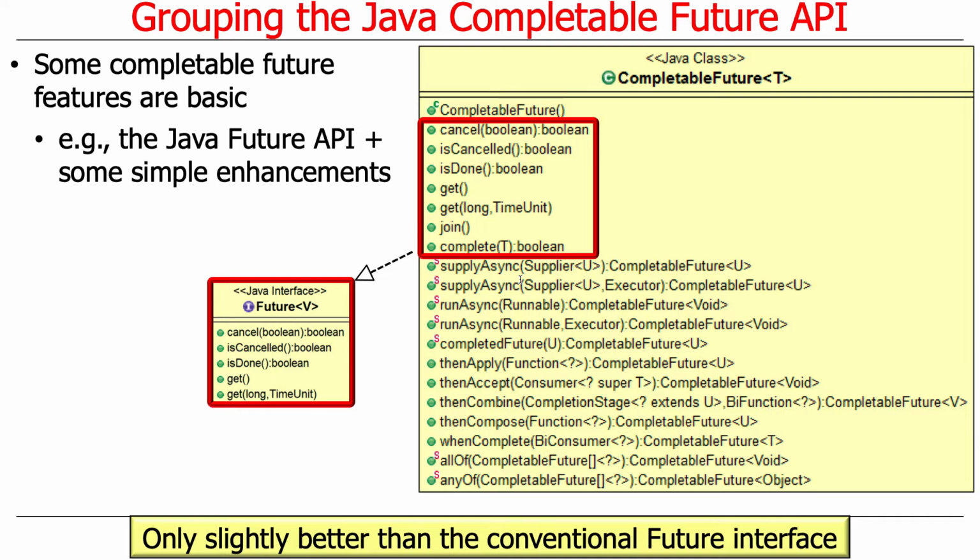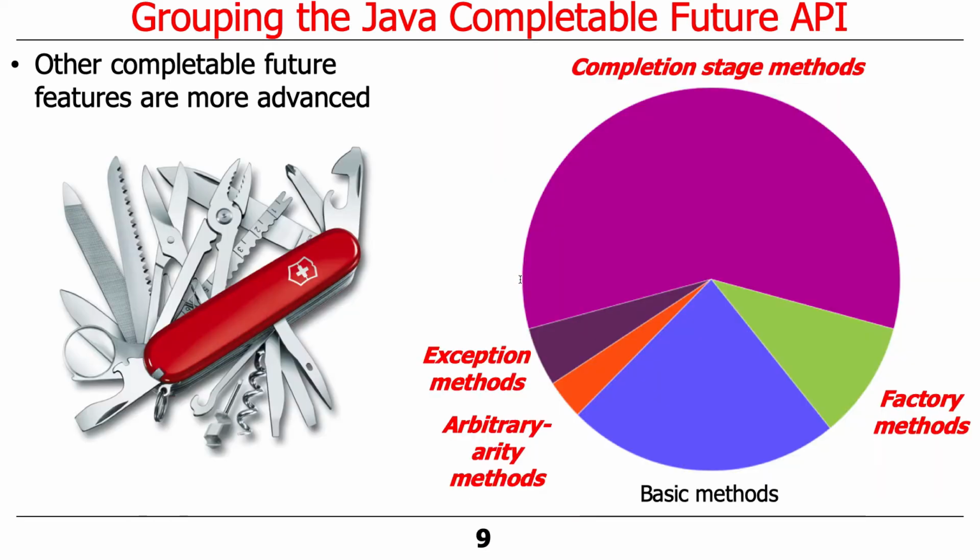And then it also adds a couple of other real simple things like join and complete, which are things that probably should have been on Future back in the day, but they added them to Completable Future. So these are the very simple methods. Not really that much better than the conventional Future interface. So I will talk about these things next time, but that's not where the fun resides.